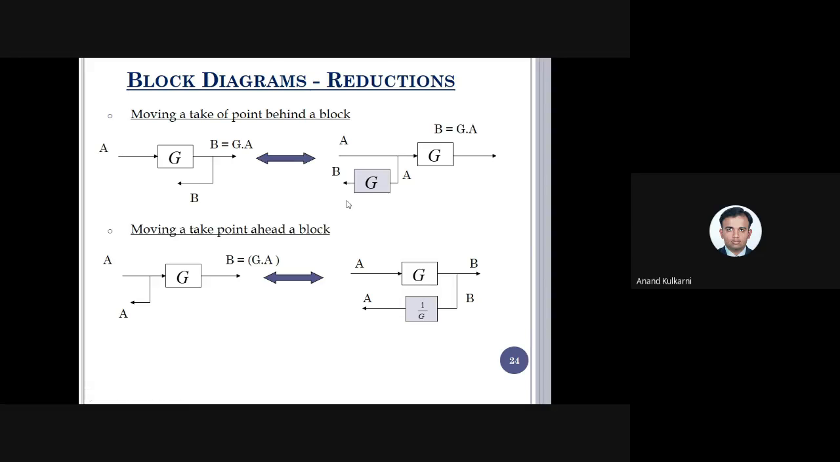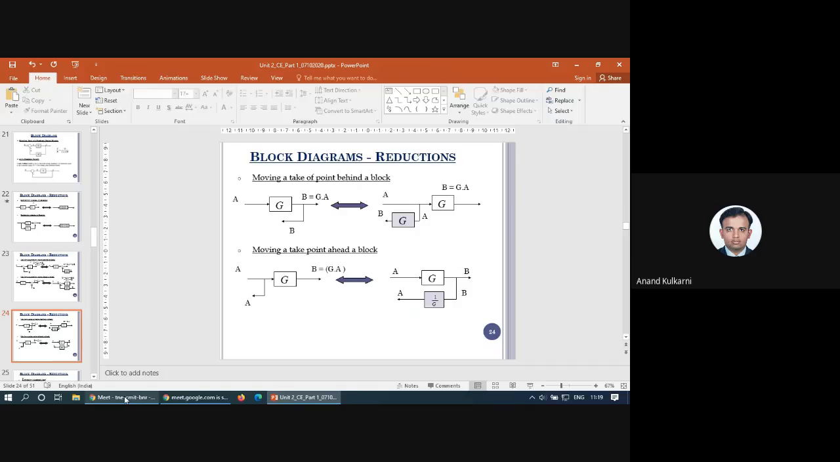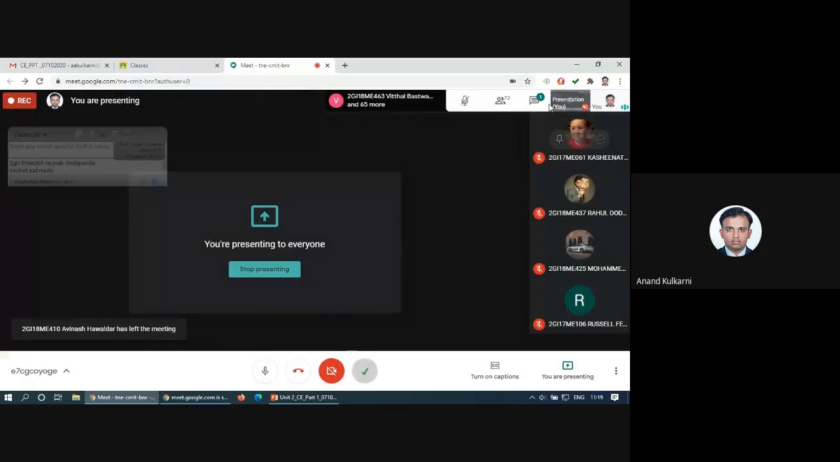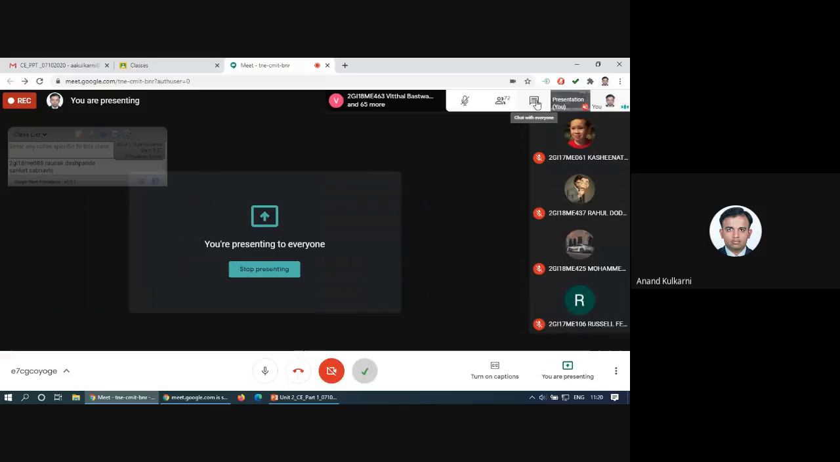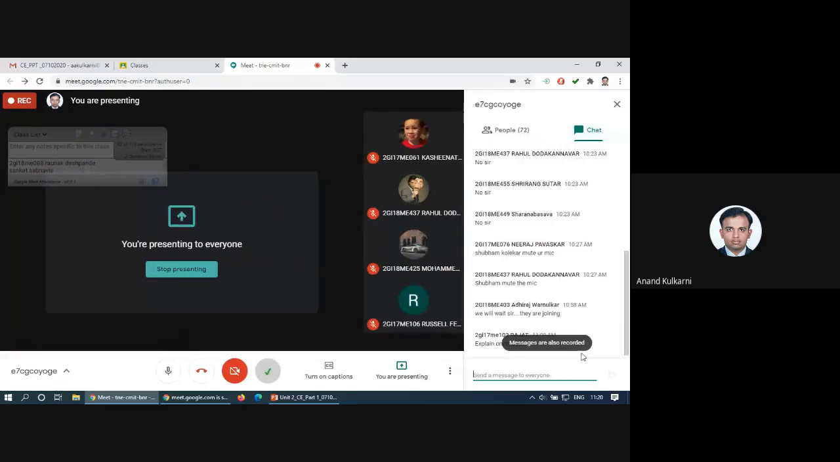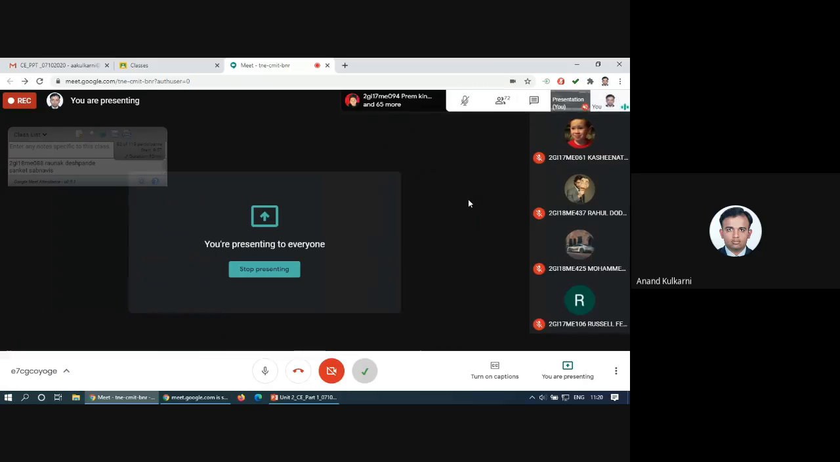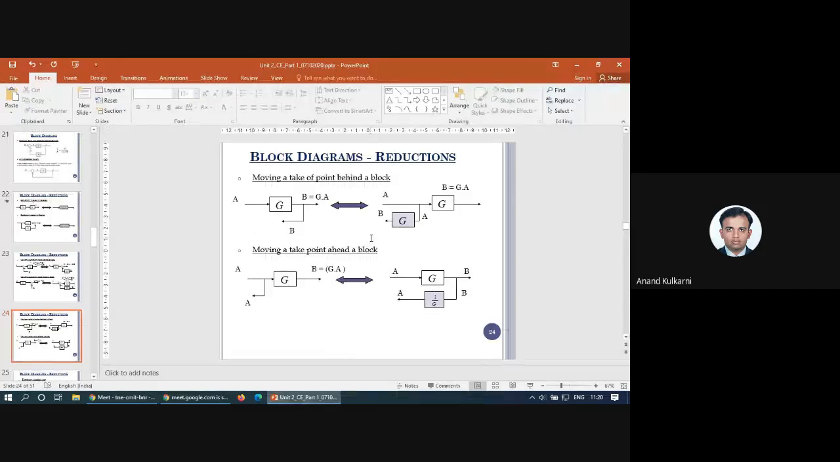Is it clear? Any doubts? I'm stopping here. I'm waiting for a few minutes. Go through this, and if you have any doubt, let me know. Is there any confusion pertaining to the summing point and takeoff point? Okay, as there are none, I'll go ahead.